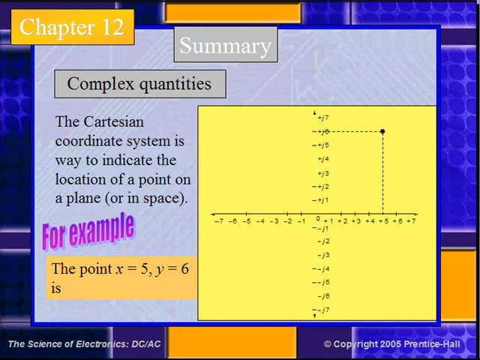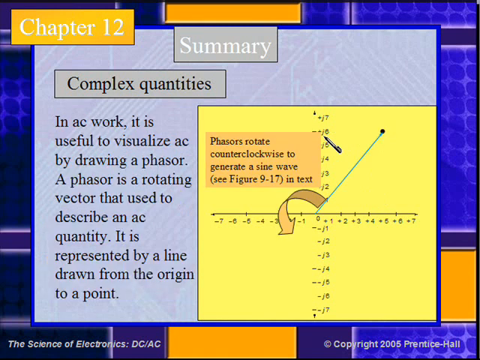Complex quantities. The Cartesian coordinate system is a way to indicate the location of a point on a plane or in space. For example, the point x equals 5, y equals 6. You go over 5 on the x, up 6, and there's the point. However, for the Cartesian plane system, the y-axis is symboled with j, plus or minus j, so you're up j6.